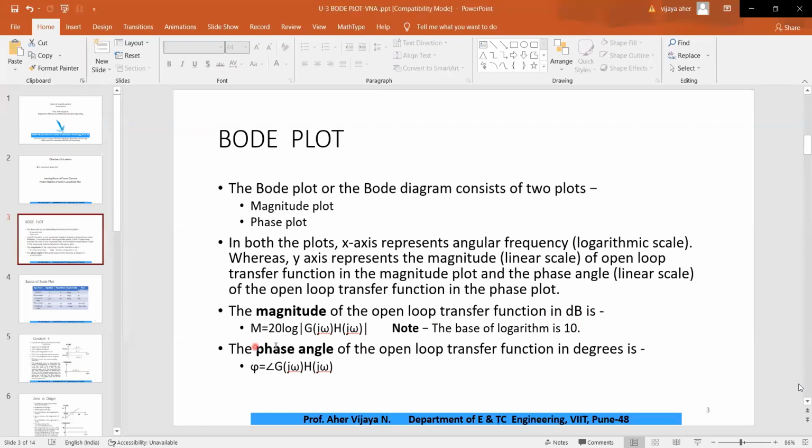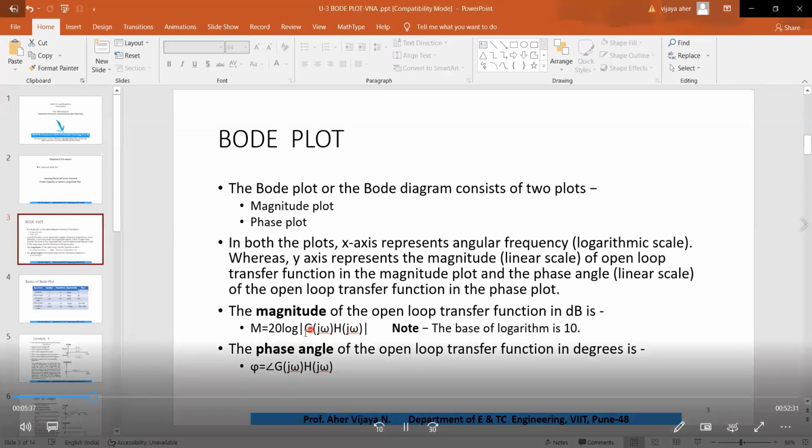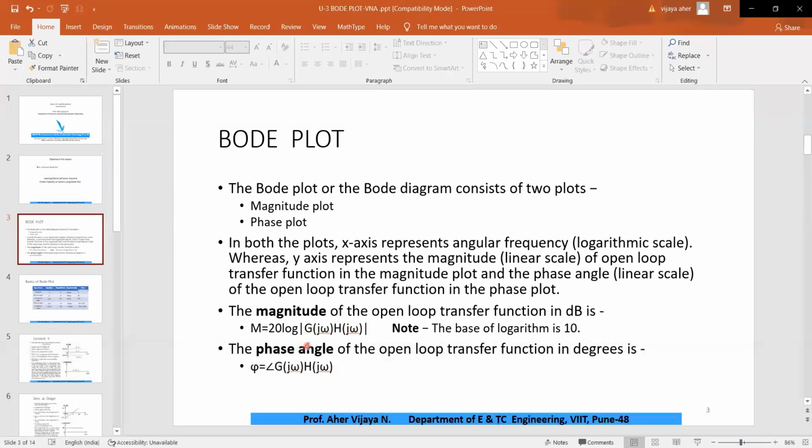So our equation for the magnitude of the open loop transfer function in decibels is capital M is equal to 20 log10 of mod of G(j omega) H(j omega). The base of the logarithm is 10. By using this equation, we are going to find the magnitude of the open loop transfer function. You will get that magnitude in dB, maybe in plus dB, maybe in minus dB, depending on the given transfer function equation. Now the next one is your phase angle, the phase plot.